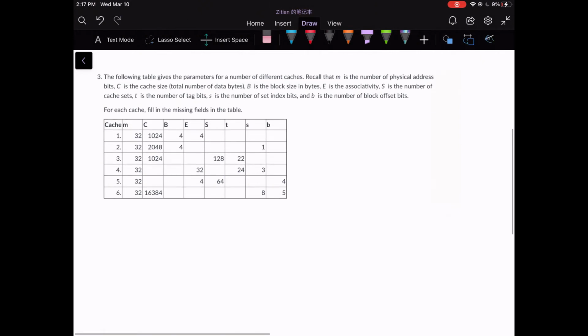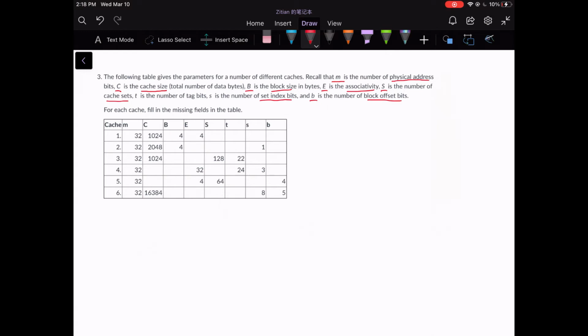Okay, let's check out this question. In this question, we have a table that gives parameters for a number of different caches. Recall that M is the number of bits of the physical address, C is the cache size, B is the block size, E is associativity, and S is the number of cache sets. T is the number of tag bits, s is the number of set index bits, and b is the number of block offset bits.